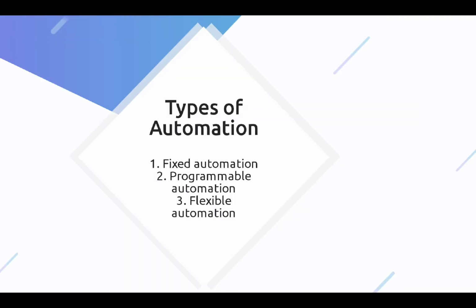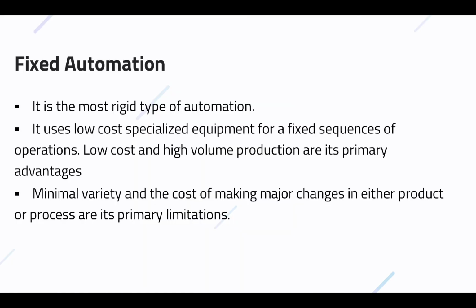Now we proceed to types of automation. 1 is fixed automation, 2 is programmable automation, and 3 is flexible automation. Fixed automation. It is the most rigid type of automation. It uses low-cost specialized equipment for fixed sequences of operations. Low cost and high volume production are its primary advantages. Minimal variety and the cost of making major changes in either product or processes are its primary limitation.